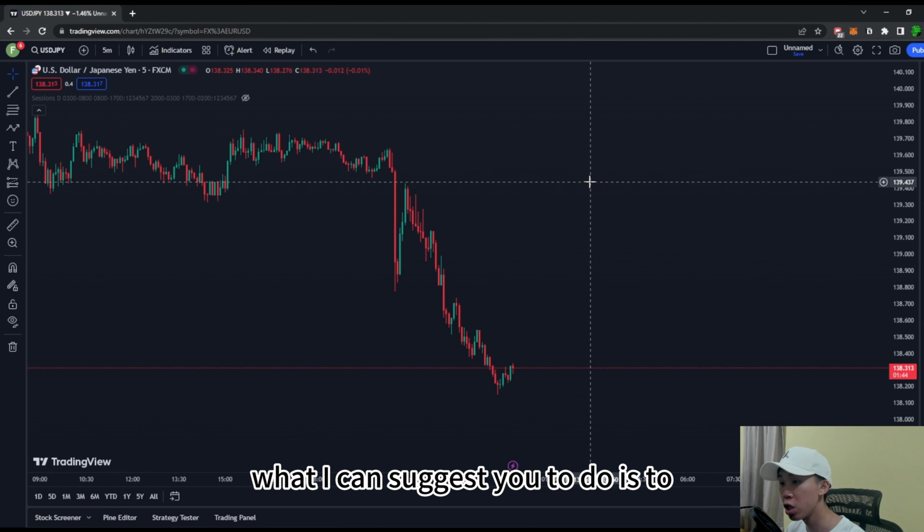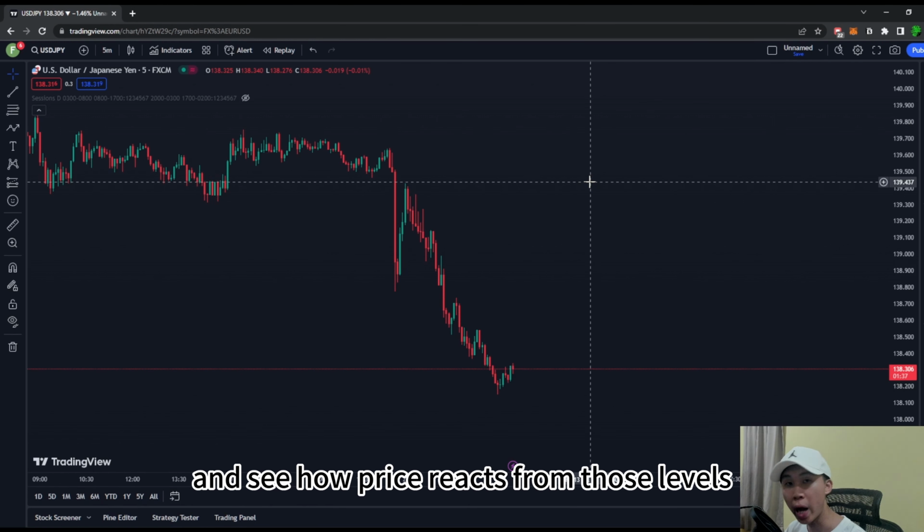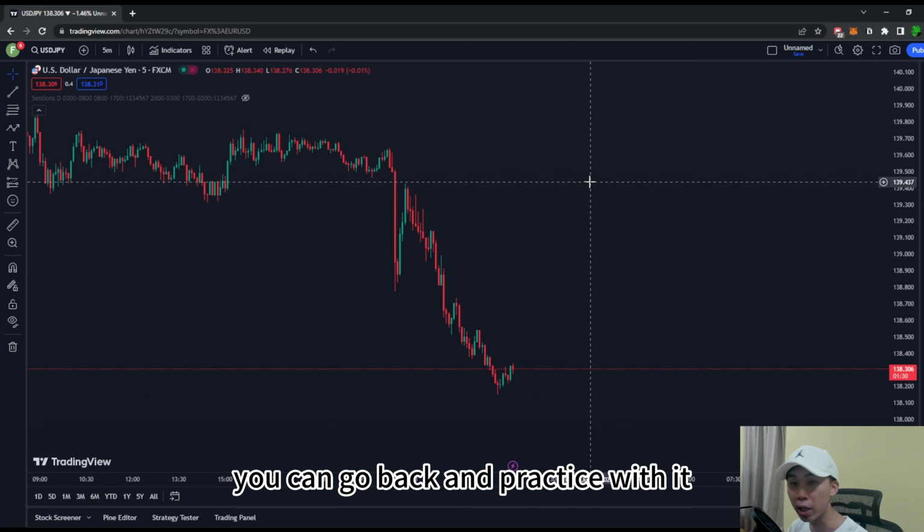What I can suggest you to do is to draw those Fibonacci retracement levels on your chart and see how price reacts from those levels and not just trade from it. So that is my advice. You can go back and practice with it.